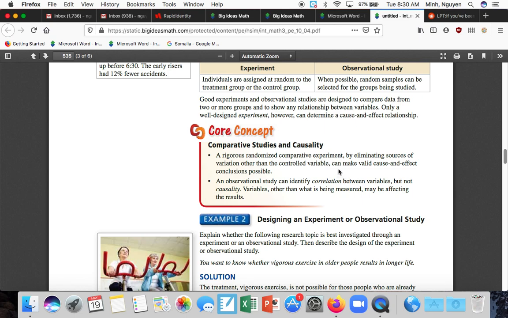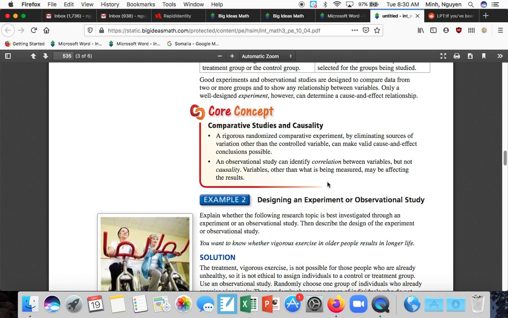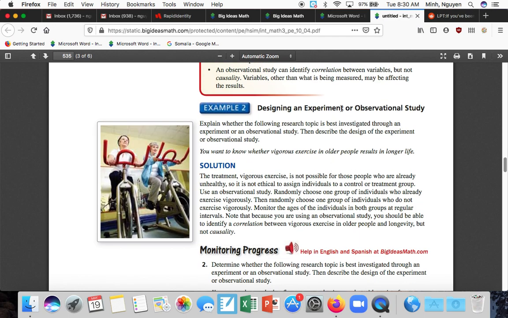A rigorous randomized comparative experiment, by eliminating sources of variation, other than the controlled variable, can make valid cause and effect conclusions possible. Eliminating sources of variation is like eliminating other factors. An observational study can identify correlation, but not causality. So there's a relationship, but it's not necessarily that one thing is definitely impacting this other thing or making this other thing happen. Variables other than what is being measured may be affecting the results.